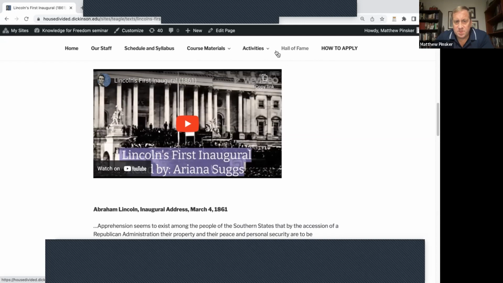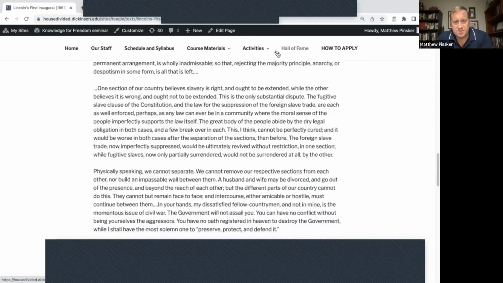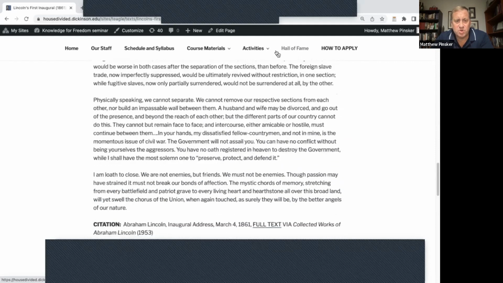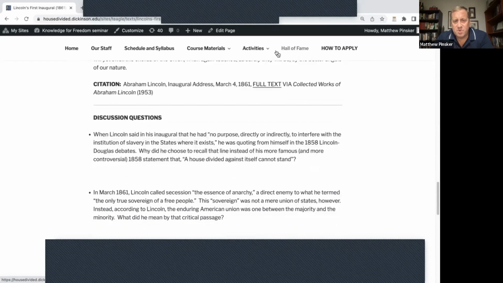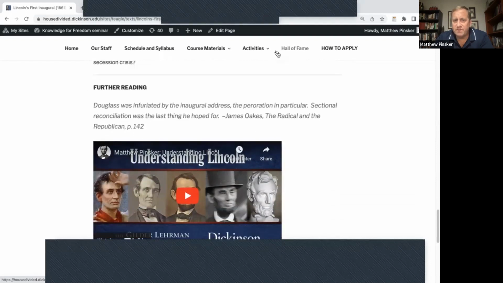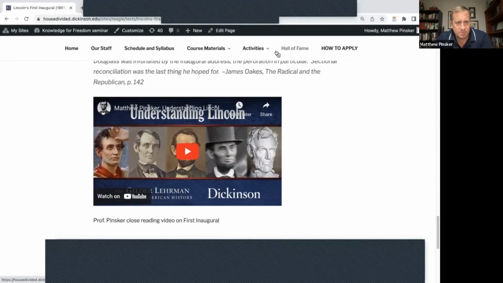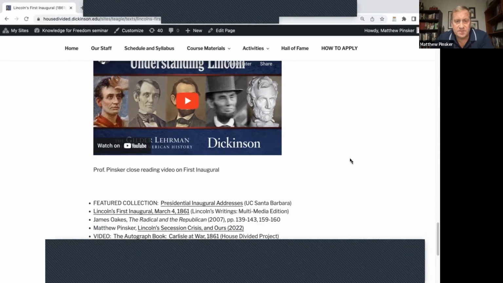Now, sometimes in these web pages on the text, we not only provide the excerpts. In this case, it's about 700 words from Lincoln's first inaugural. The whole text of the address is about 3,600 words. But we also provide some basic discussion questions and then some curated further readings and maybe some other multimedia. This is an embedded video of me teaching the first inaugural that I did for the Gilder Lehrman Institute. So some of what we're going to cover in a few minutes is going to be captured on that video.